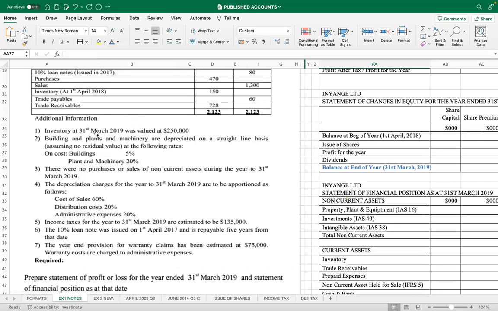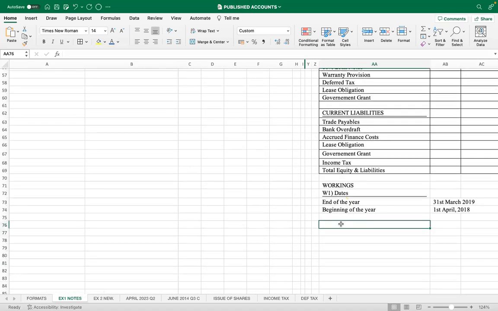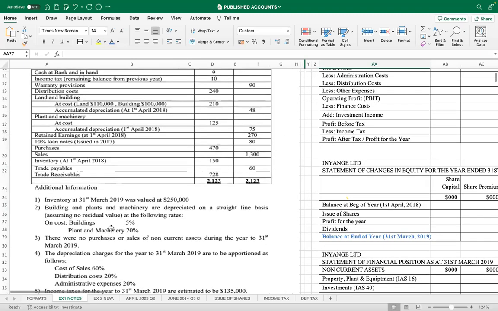So let's start with inventory. That one, there is no working there. Point number 2, building and plant and machinery are to be depreciated on a straight line basis, assuming no residual value. So working 2 will be depreciation. What are we depreciating? Building 5%, plant and machinery 20%.